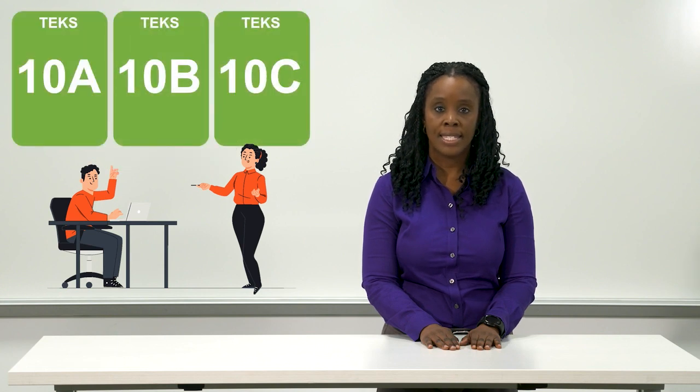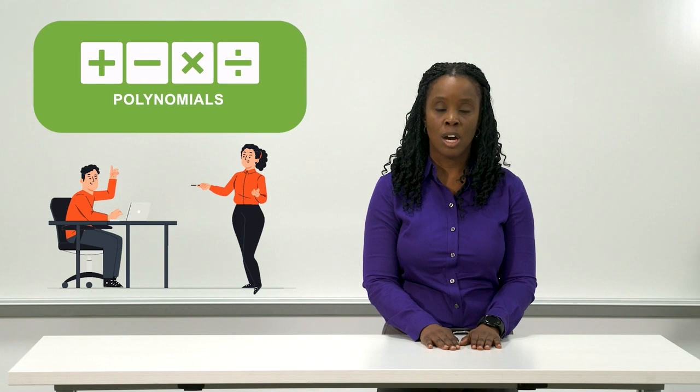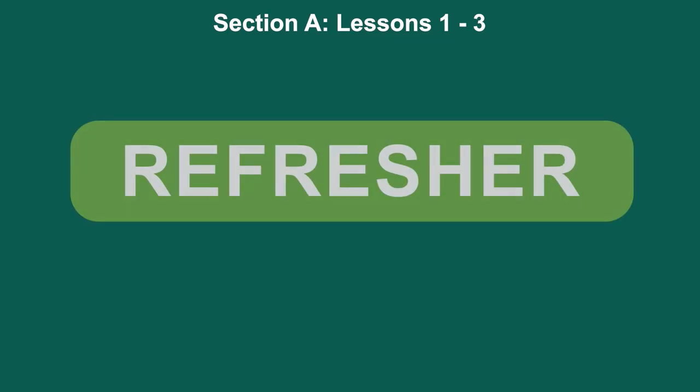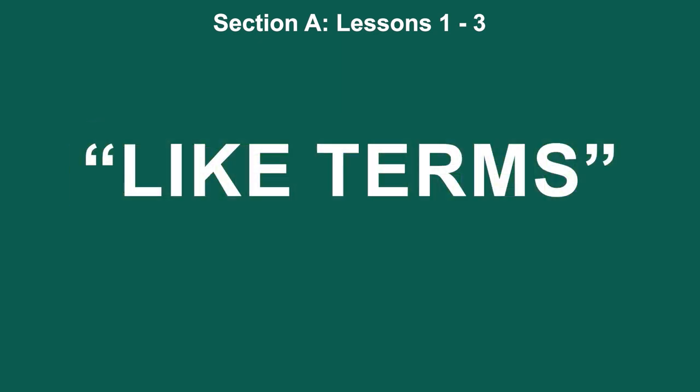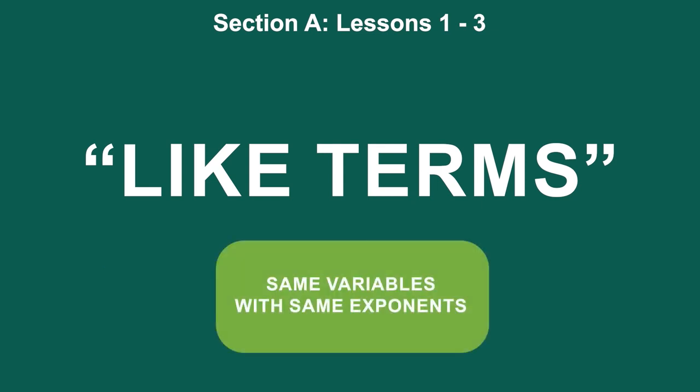Section A primarily focuses on the supporting TEKS 10A, 10B, and 10C, which require students to be able to perform the operations of addition, subtraction, multiplication, or division on polynomials. To begin, the unit opens with a refresher on what like terms are and what they are not. You will see a special emphasis on describing like terms as those having the same variables and that the exponents on those variables are the same.